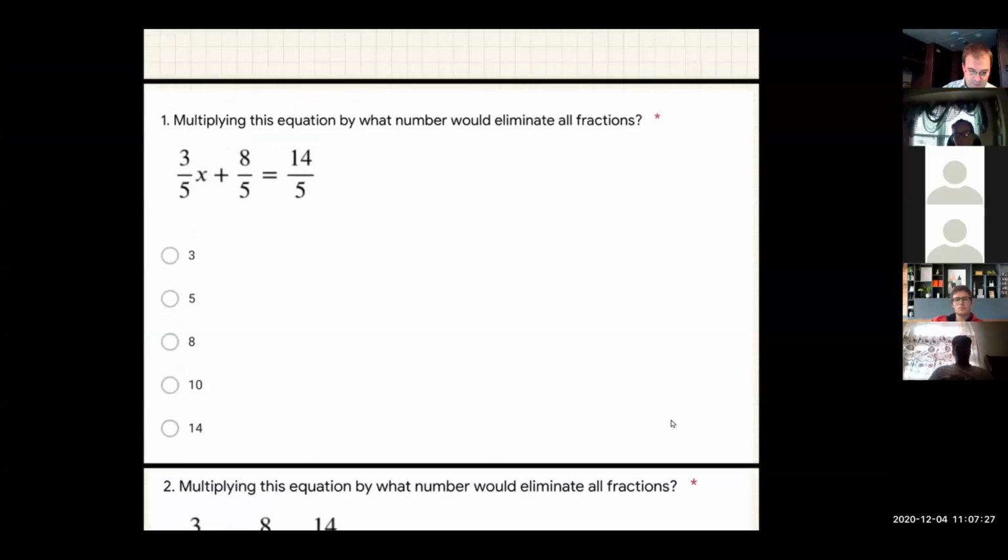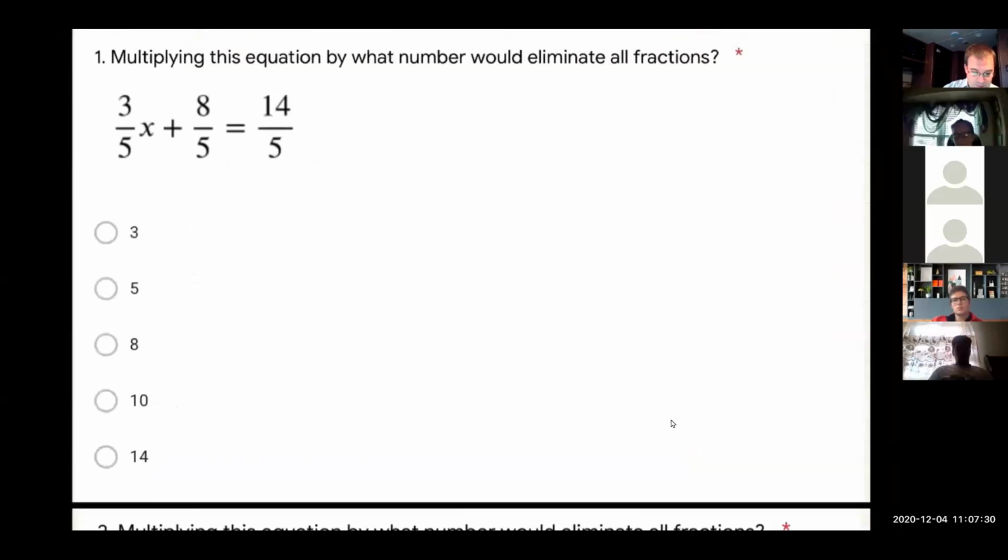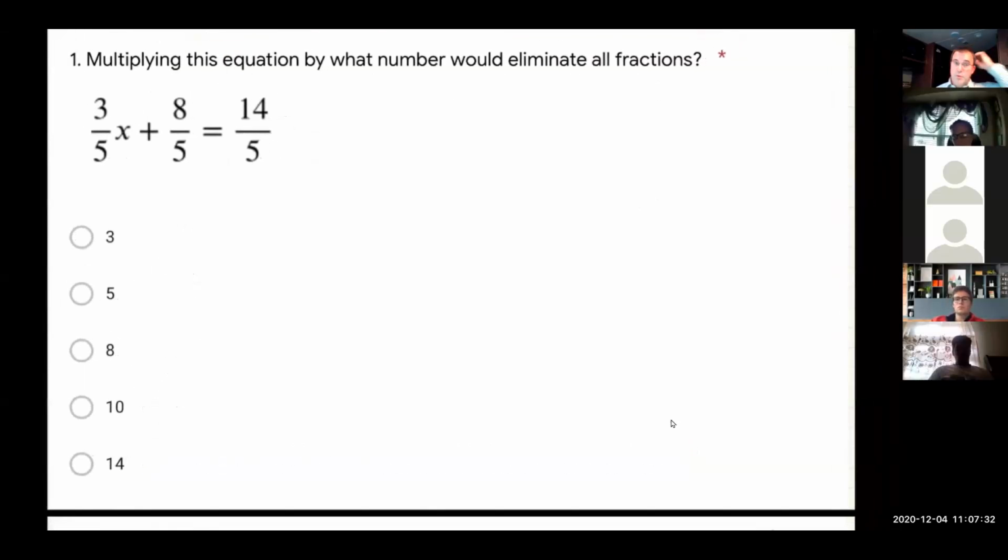All right, so here is that example. It says multiplying this equation by what number would eliminate all fractions? And we just have to remember that what fractions really are is a number divided by another number. That's how we can find their decimal form, is take the top number and divide it by the bottom number. So right here, we can undo divided by 5, because every one of them just has divided by 5. So the opposite of dividing by 5 is to multiply by 5.